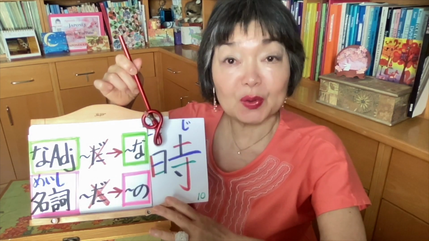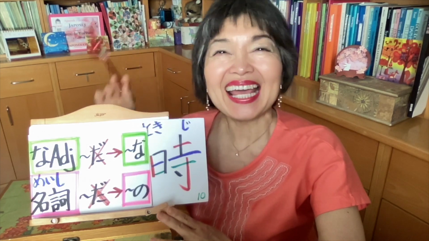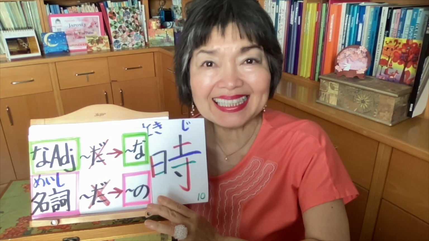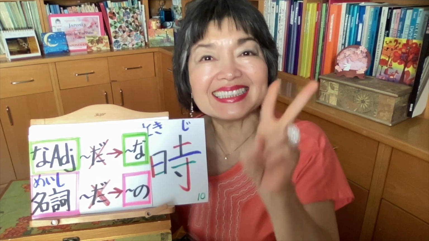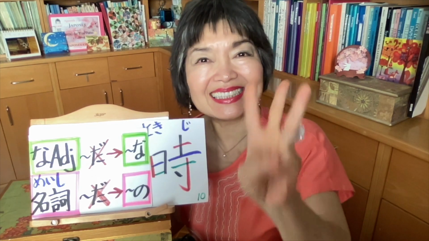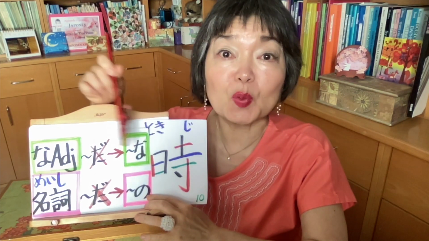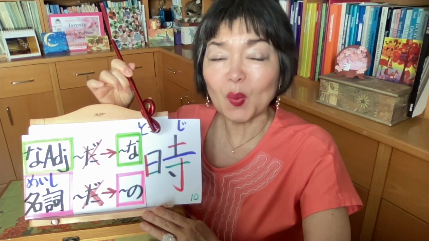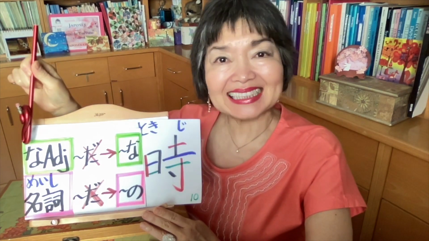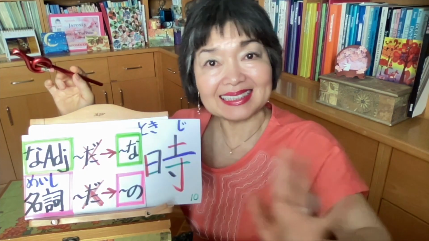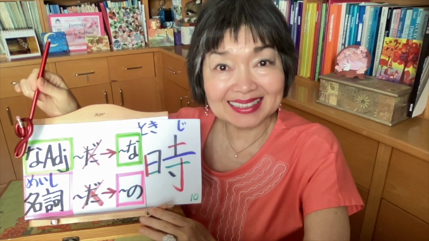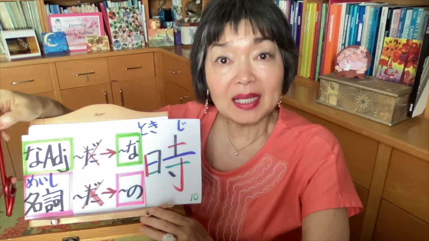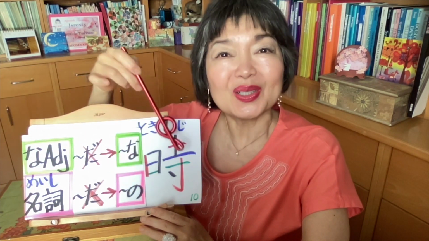We are going to continue with this toki, and this is the third part. In my grammar video number 116, it was the first part, and 118, the second part. And today, 120, this is the third part, using this toki, but with adjectives and nouns. The translation in English is "at the moment when." With the i adjective, just the i adjective and toki. And na adjective is also na and toki. But with nouns, noun and this particle no, toki.